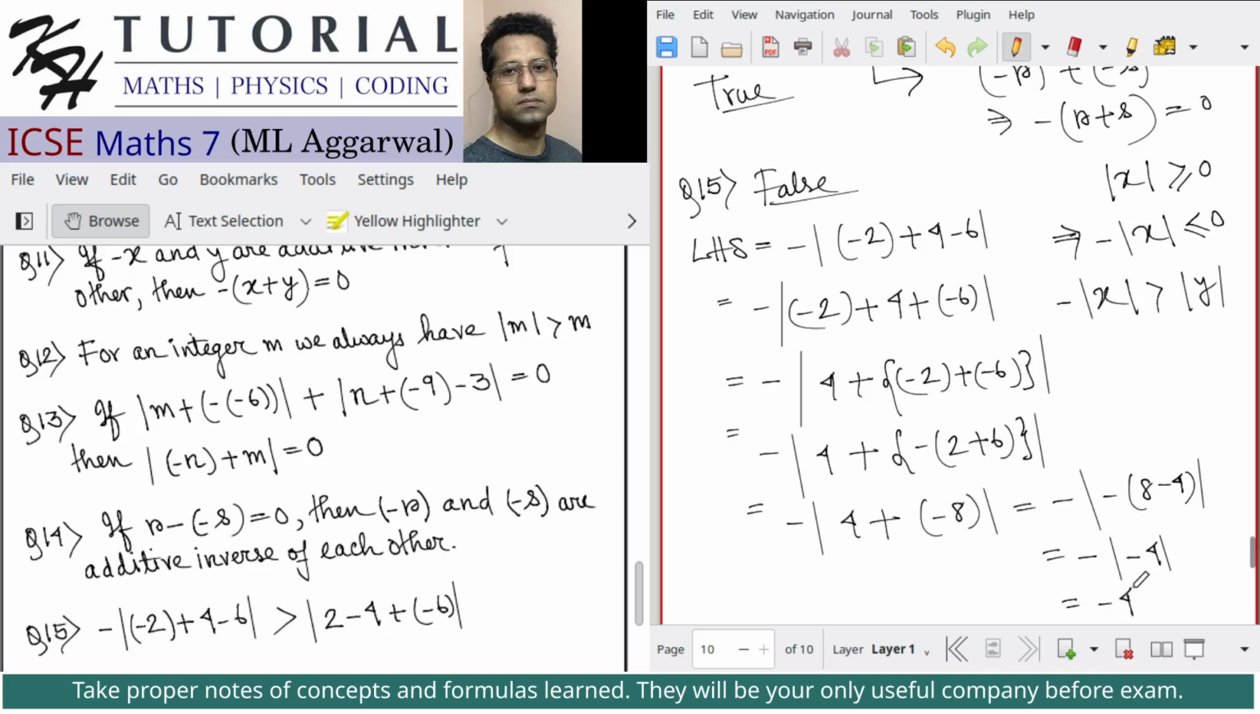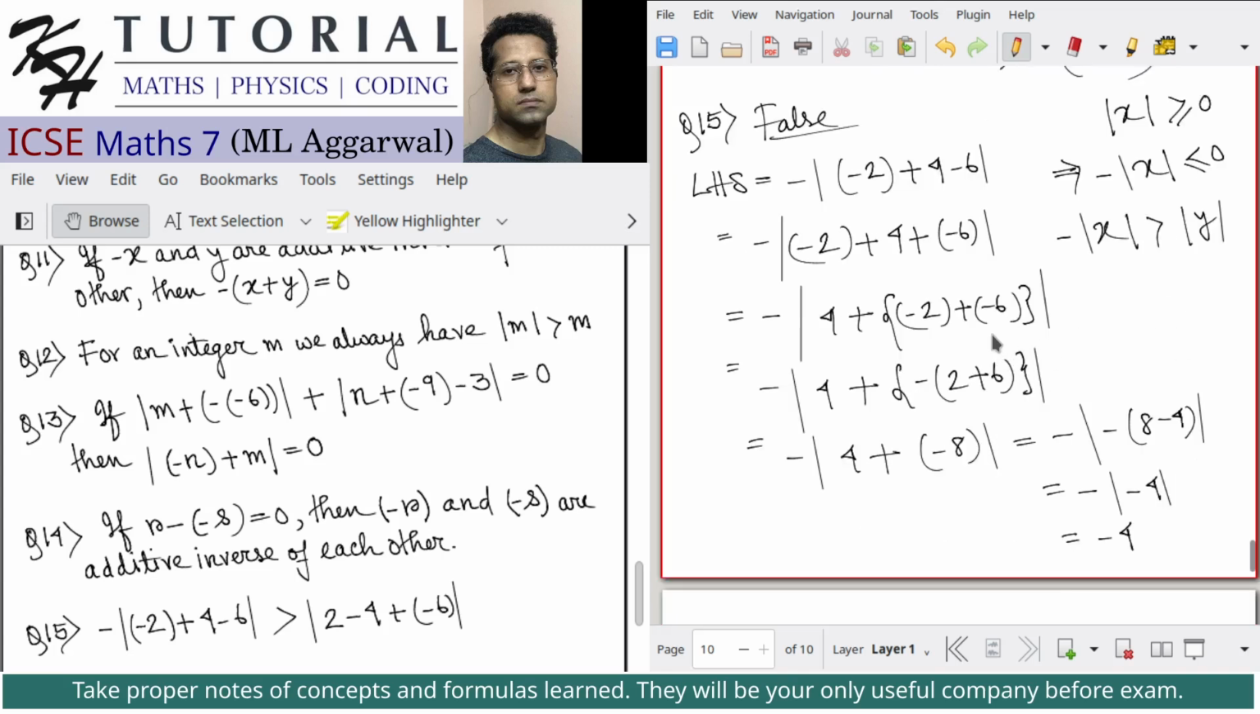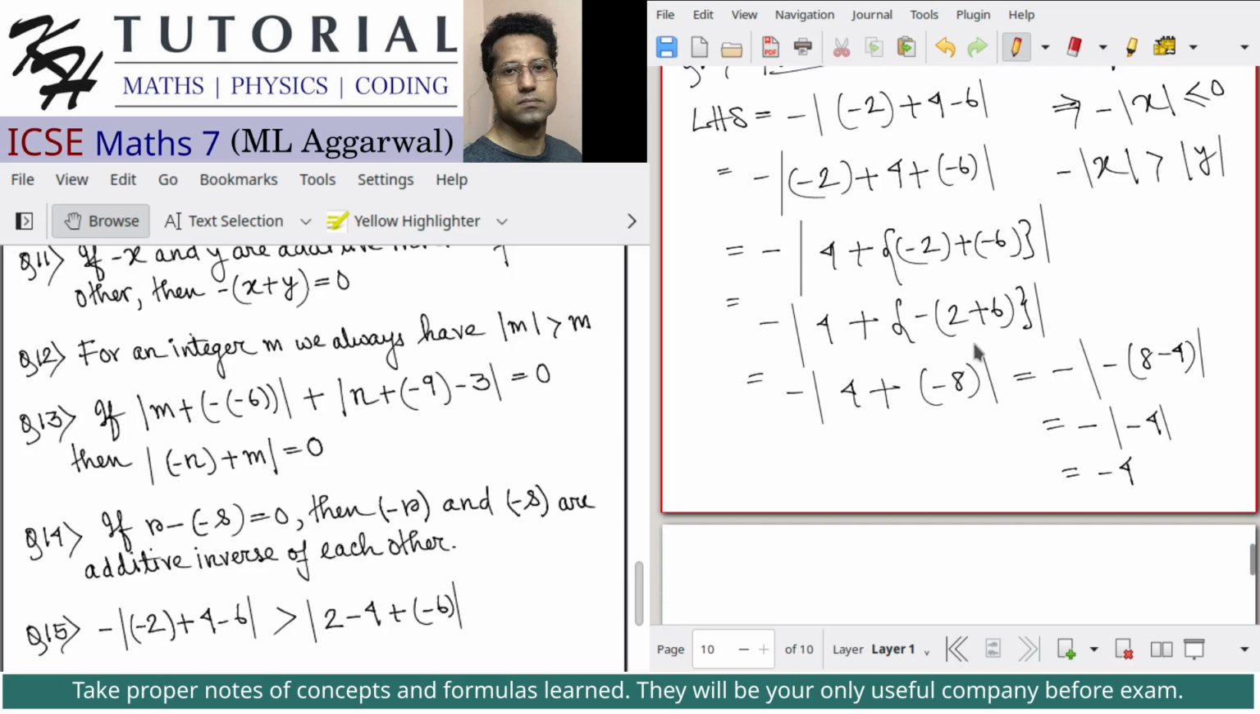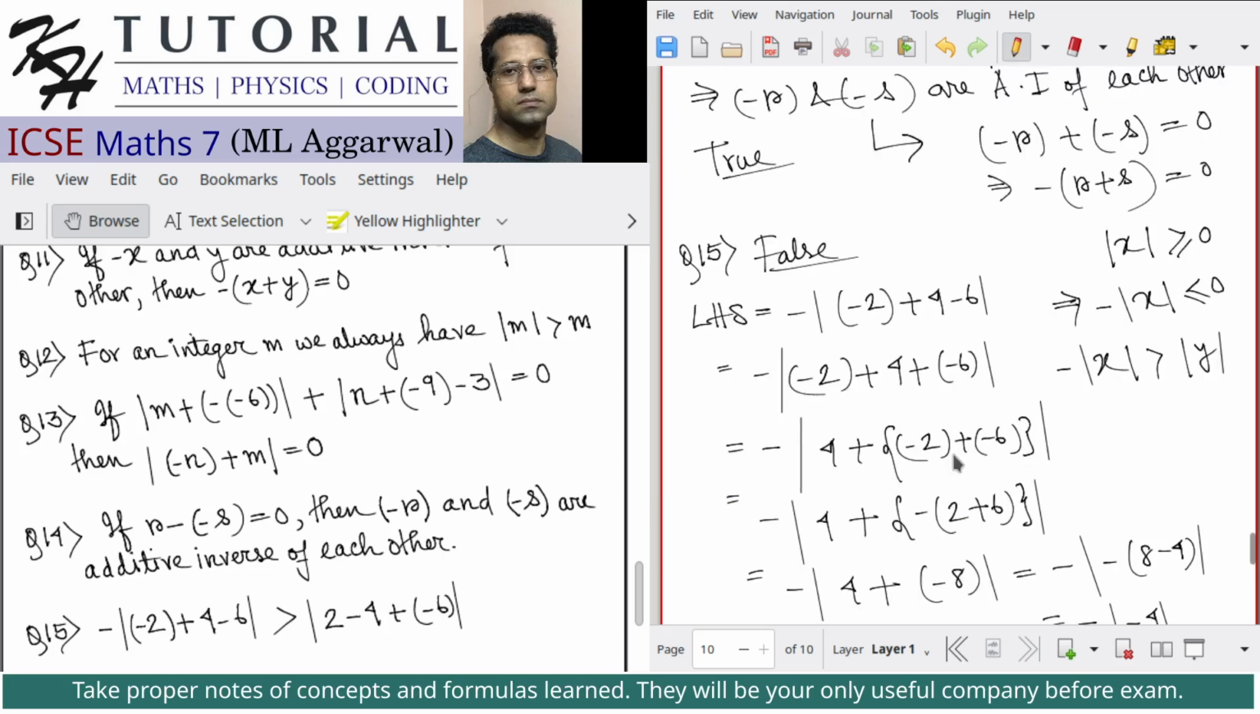So you see that LHS is minus 4 and the RHS is an absolute value. Absolute value is always greater than or equal to 0. So we can never have that minus 4 is greater than some integer which is greater than or equal to 0. So this is the idea.